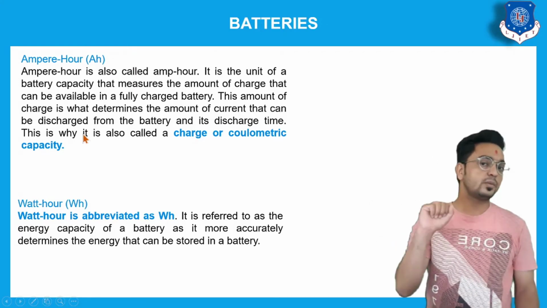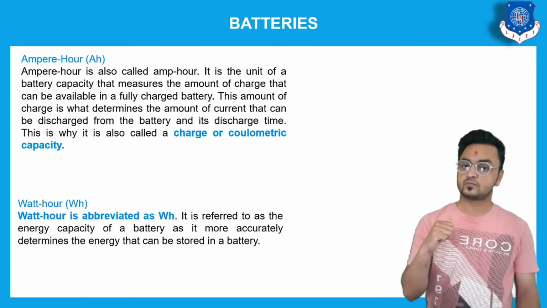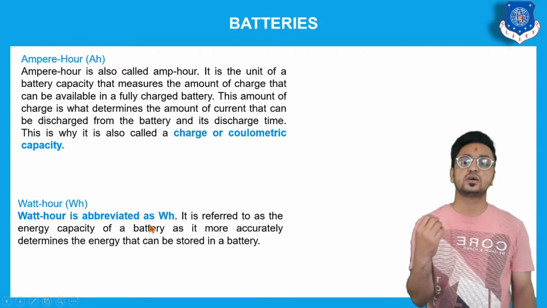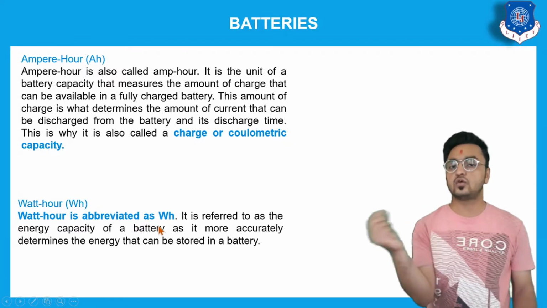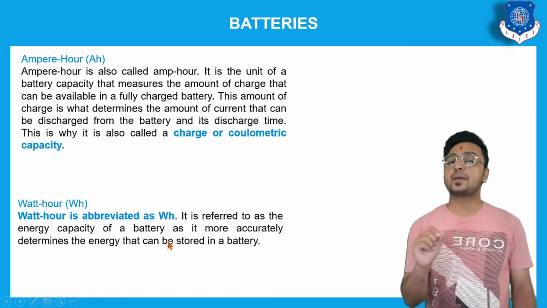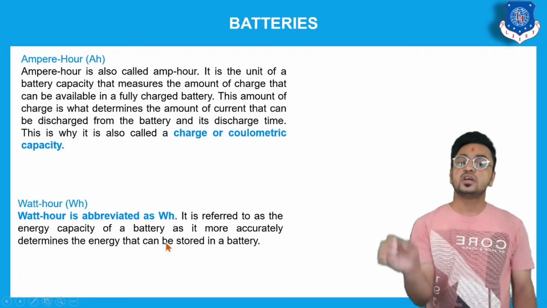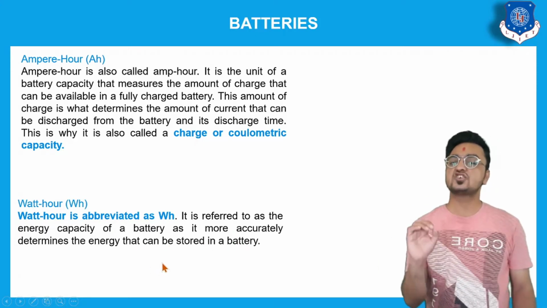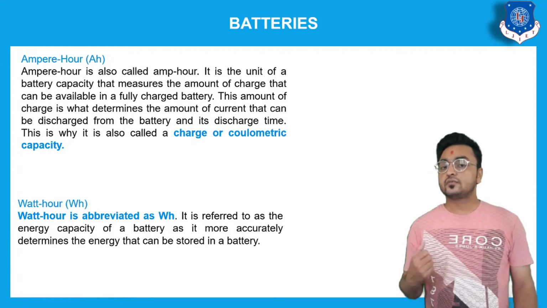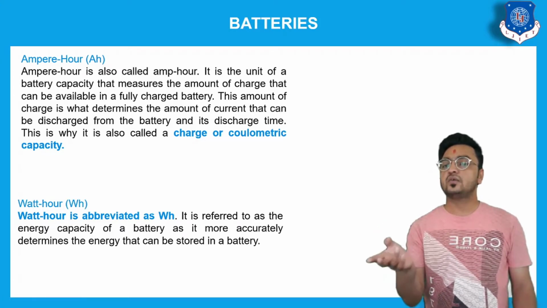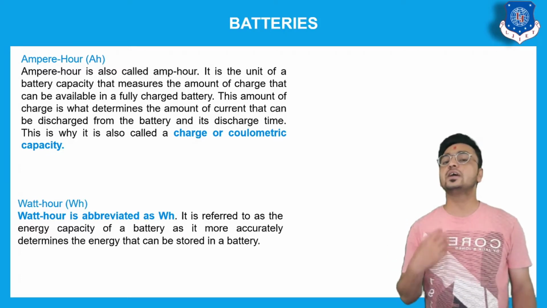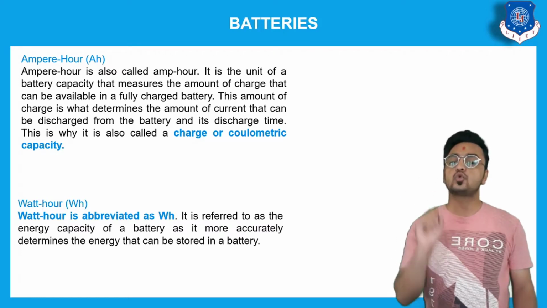Now let's define another parameter, and that is watt hour. Now, what is watt hour? Watt hour is abbreviated as WH. It is referred to as the energy capacity of the battery, as it more accurately determines the energy that can be stored in that battery. We know that when we multiply power with time, that provides the energy. So when we define the ratings of batteries in the form of watt hour, here we are calculating the total energy stored in that battery.